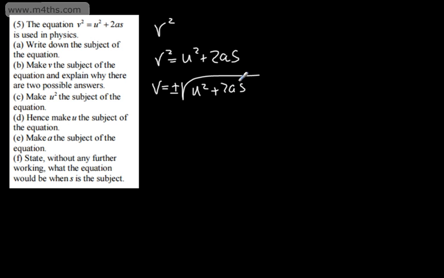The inverse of squaring, as we know, is square rooting. It's a plus or minus answer. Then it says, explain why there are two possible answers. Well, there's a plus or minus because it's a quadratic term. It's a v squared, so we can have two answers.